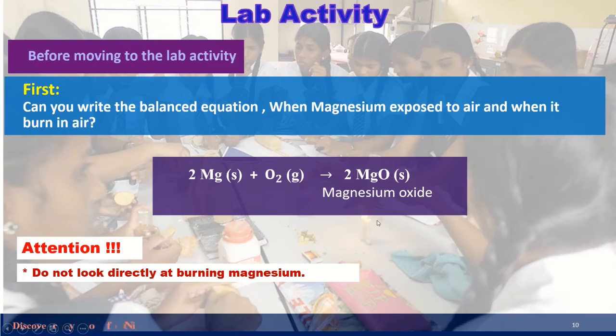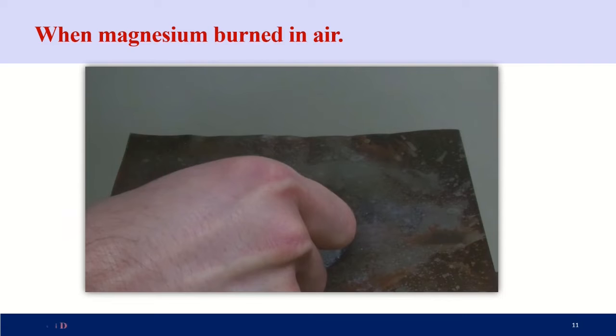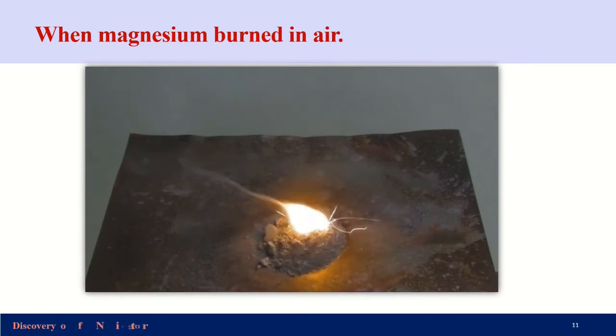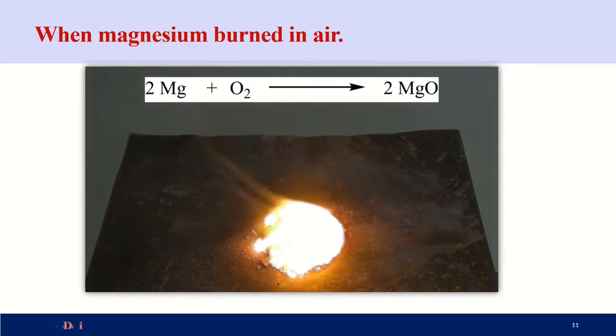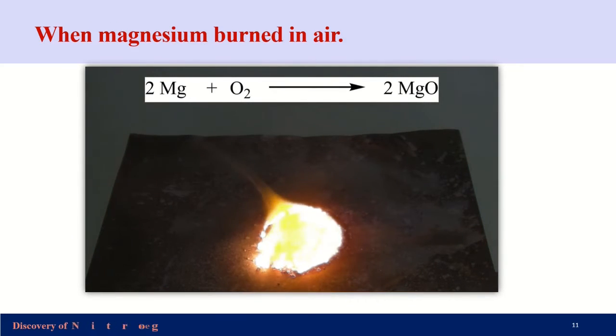When you do this practical in your lab, you must be careful. First, take the cleaned or rubbed magnesium piece and hold it with tongs. You should not look directly at burning magnesium, because a very bright flame and intense heat will be produced. So you must be very careful. Now let's look at this video of how bright it is when magnesium is burned in air. Here you can see it's a very bright flame.